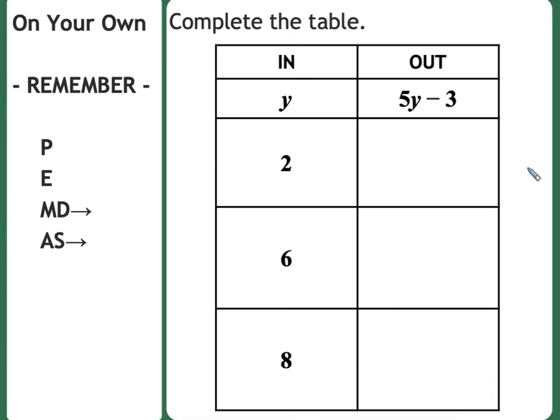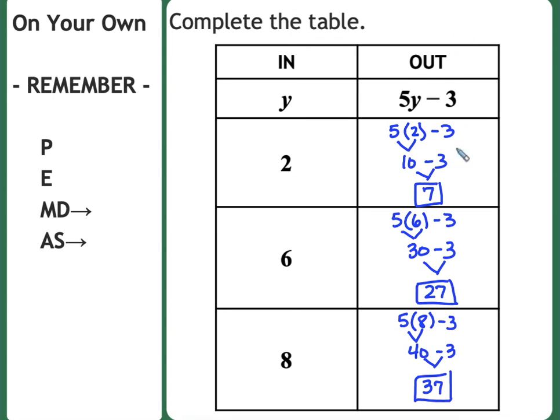So go ahead and try this one on your own. So we want in, what is this, out, when y is 2. So you're going to plug in 2 for y and evaluate. So go ahead and fill in this table. Alright, so you should have gotten in 2 out 7, in 6 out 27, in 8 out 37.